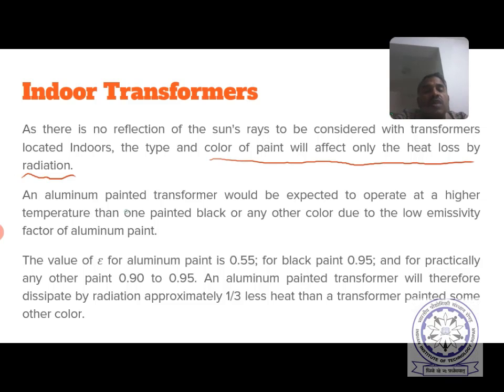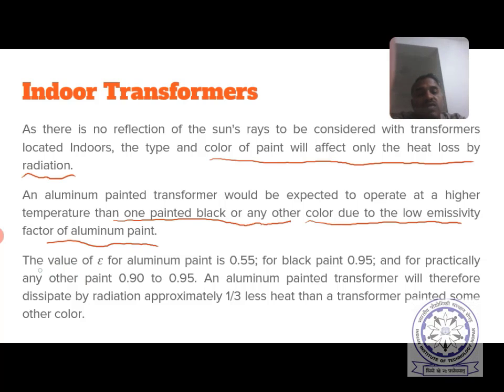So then an aluminum painted transformer would be expected to operate at a higher temperature than one painted in black or any other color due to the low emissivity factor of the aluminum paint. So this is what is important actually. Aluminum paint emissivity coefficient is very less, but non-metallic paints have emissivity in the order of 0.95.